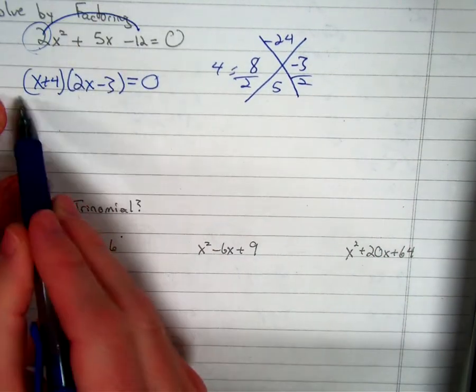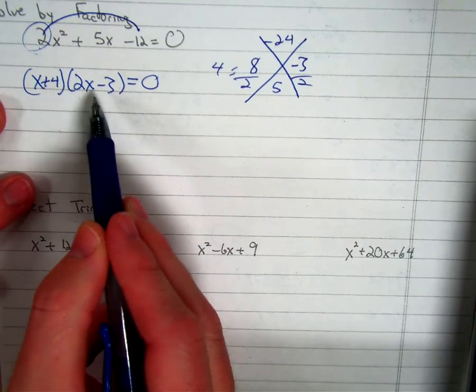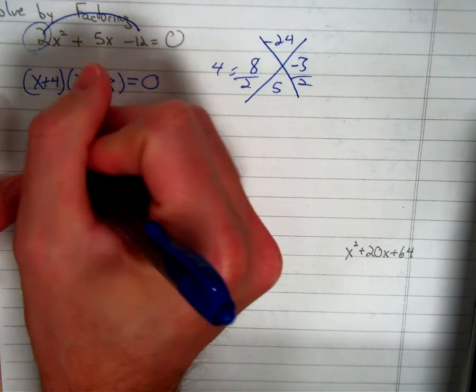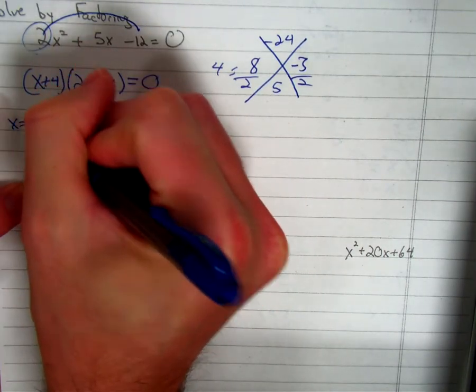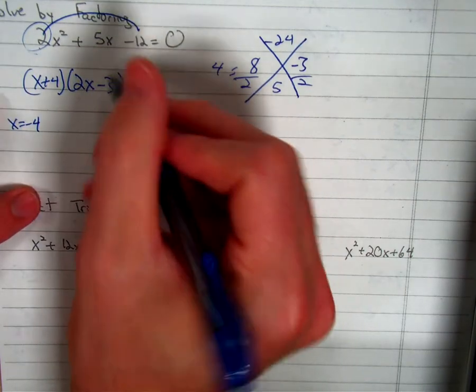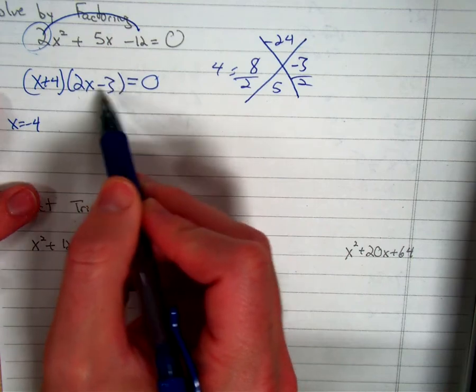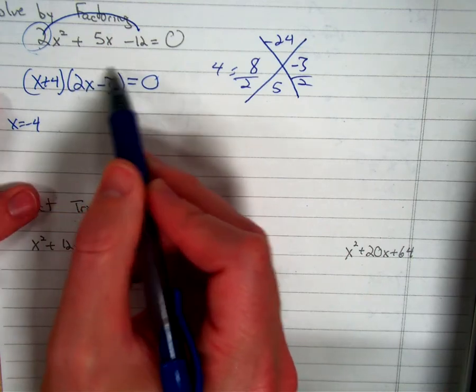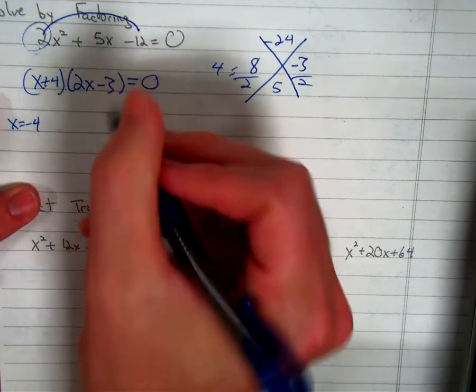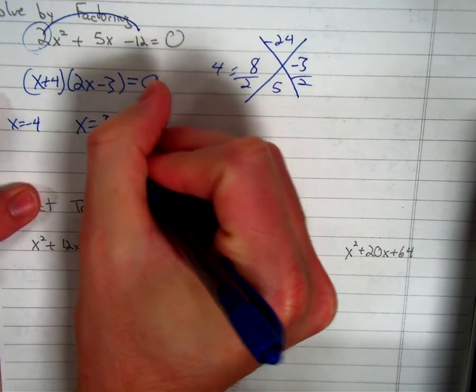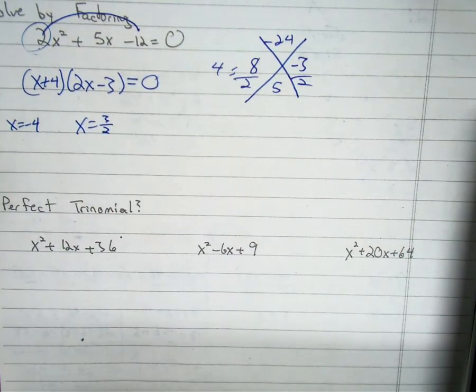We're solving what would make each factor equal 0. Well, if x was negative 4, this one would equal 0. And when we have one of these, remember our trick, opposite of the back divided by the front. Positive 3 divided by 2. Ta-da!